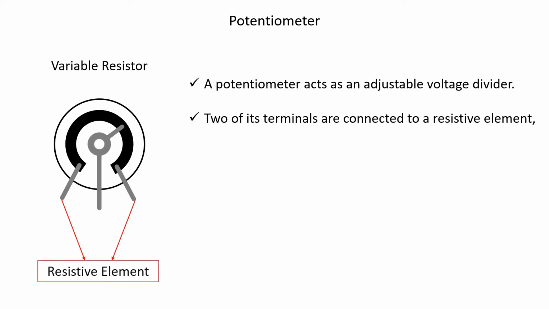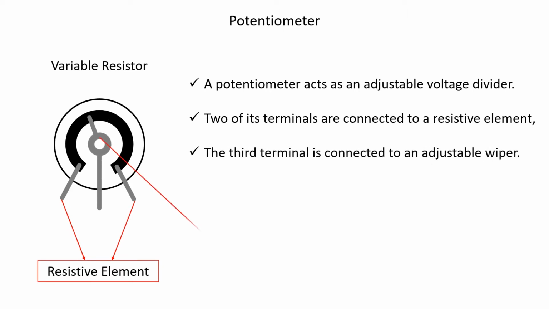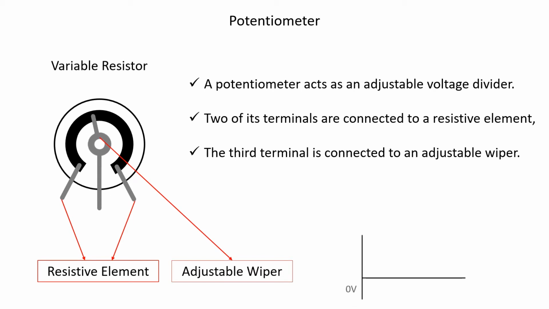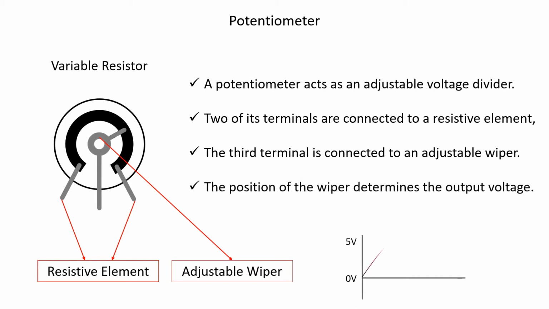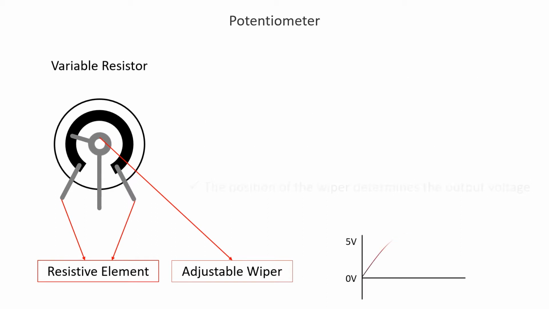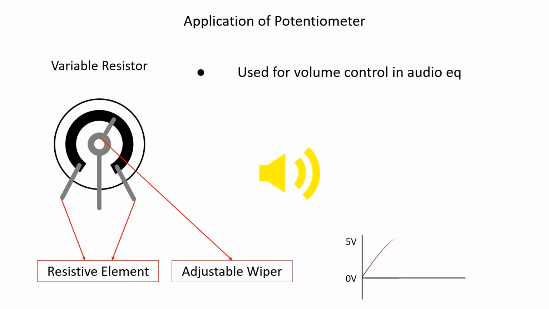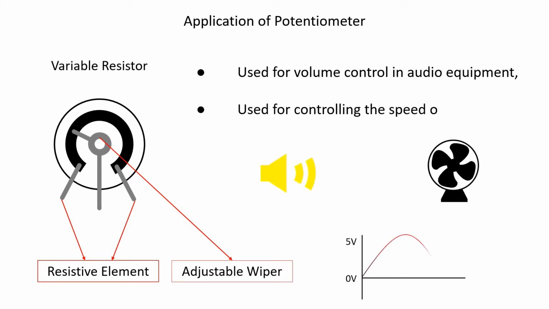Two of its terminals are connected to a resistive element. The third terminal is connected to an adjustable wiper. The position of the wiper determines the output voltage. Application of potentiometer: it is used for volume control in audio equipment, and it is also used for controlling the speed of a fan.